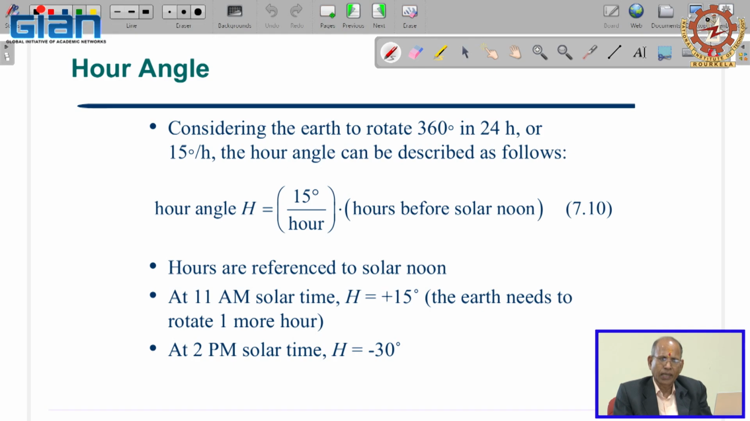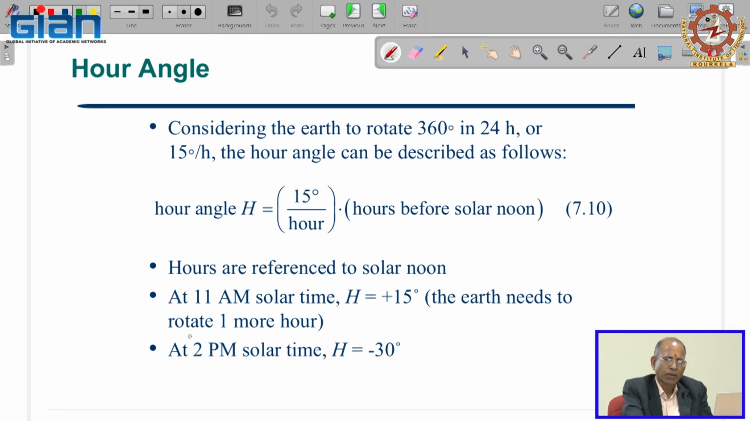Here, as we know, the earth rotates 360 degrees in 24 hours. So 360 divided by 24 is the rotation per hour. How much? 360 divided by 24, 15 degrees. So in 1 hour the rotation is 15, in 3 hours 45. So this is called the hour angle.